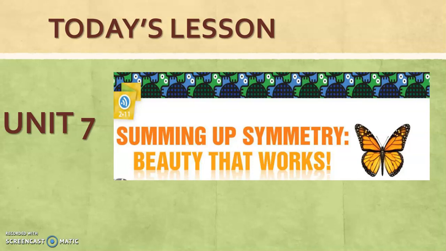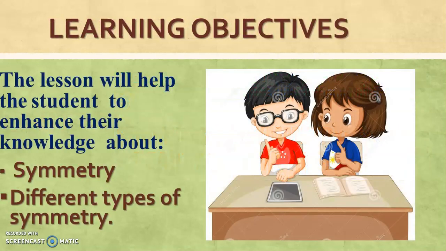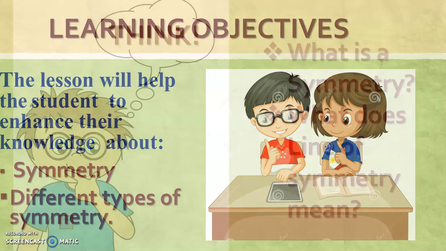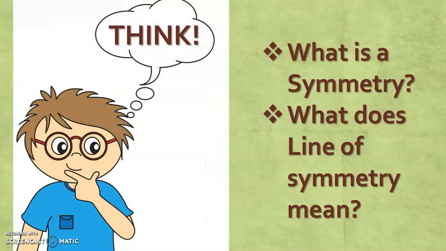So before starting the lecture, let's set some objectives. Our objectives for today's lesson is that we should be clear that what is a symmetry and what are its different types. So are you people excited to start the lesson? Let's start it. Before starting the lecture, let's think that what is a symmetry and what does a line of symmetry mean?